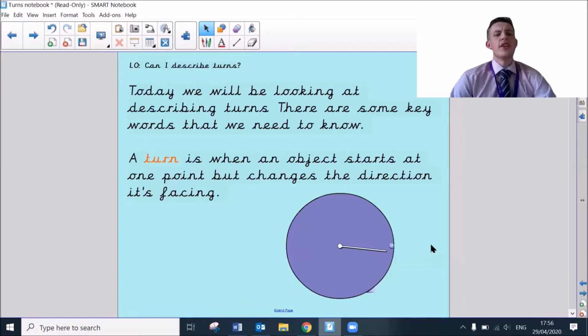So our learning objective today is, can I describe turns? So today we're going to be looking at describing turns. There's a few key words that we need to know. So the first one is the one I've said already. It's what a turn is.